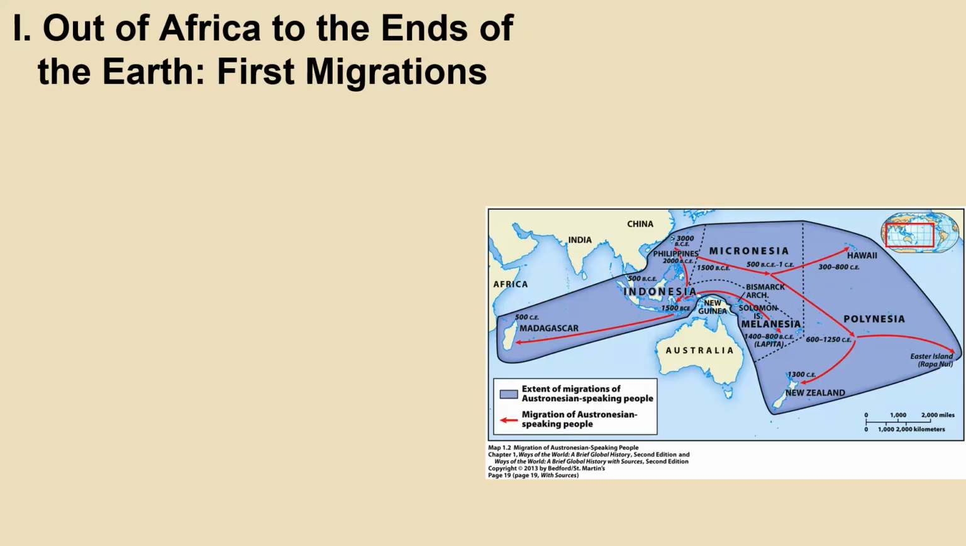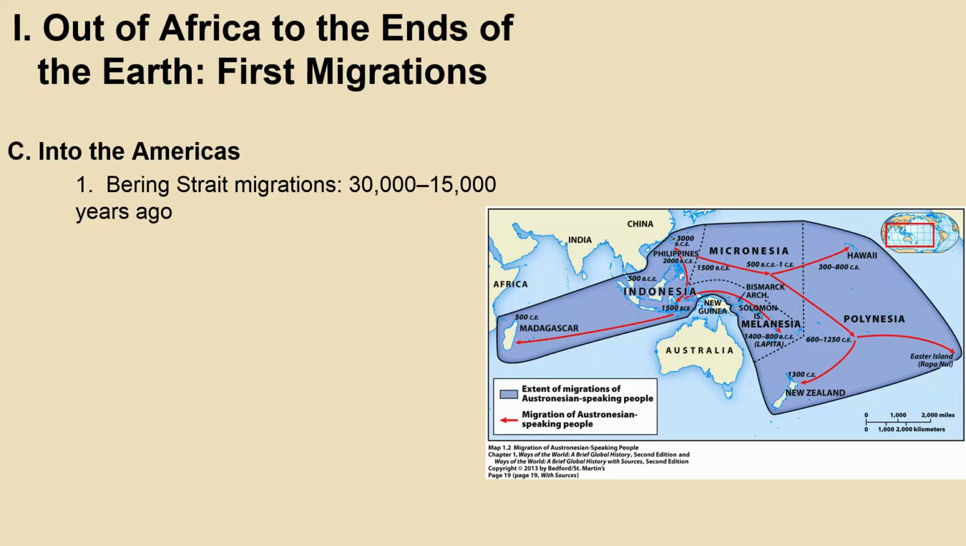So the migrations that we have not yet covered, the first one are the migrations into the Americas. And this is a migration that occurs from Asia going across a land bridge to Alaska and then south from Canada through North America between 30,000 and 15,000 years ago. And this land bridge was created by colder temperatures and lower sea levels during the Ice Age. So people were able to migrate from Asia, from Siberia in modern-day Russia into Alaska and then moving south.